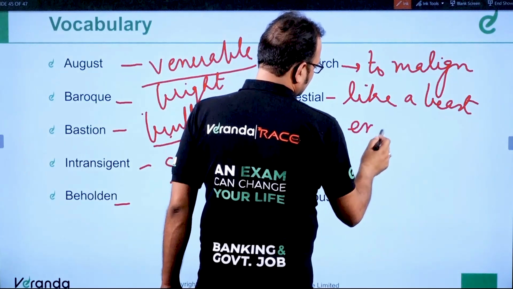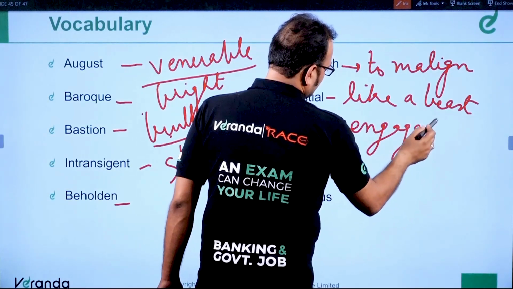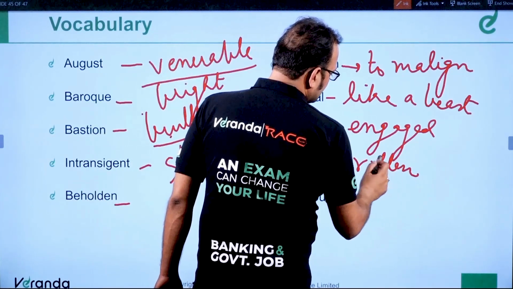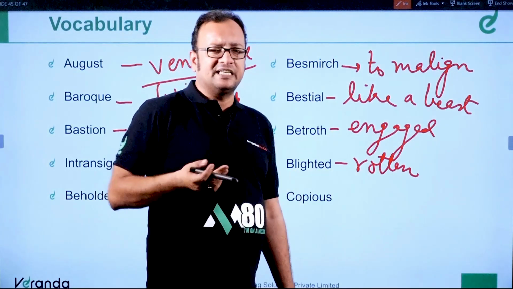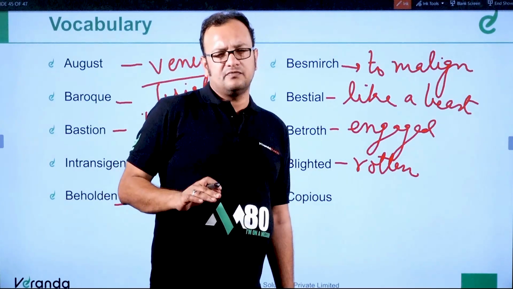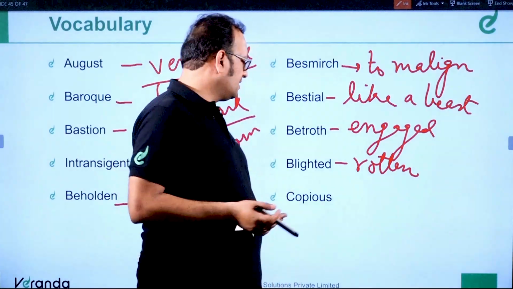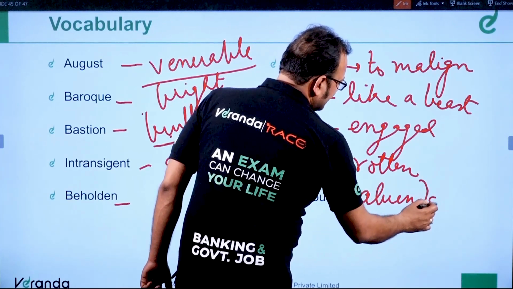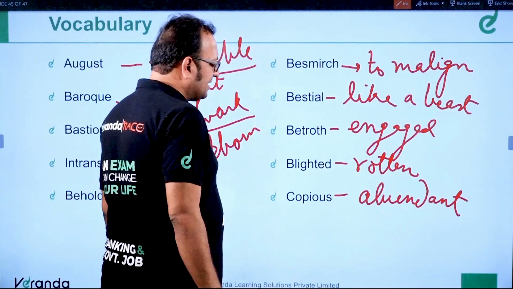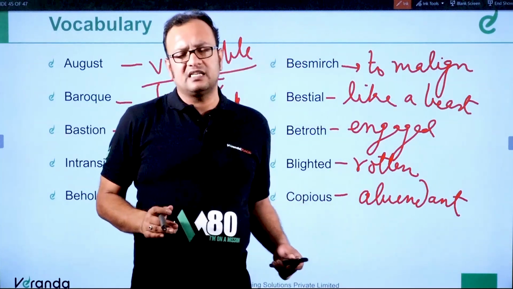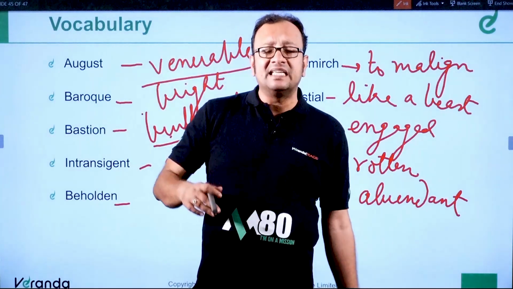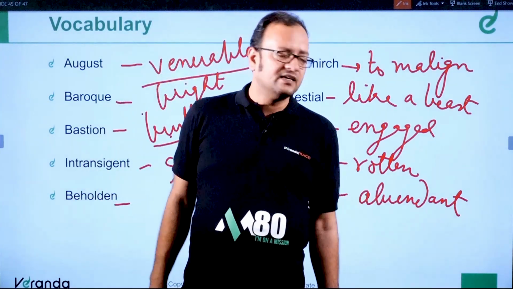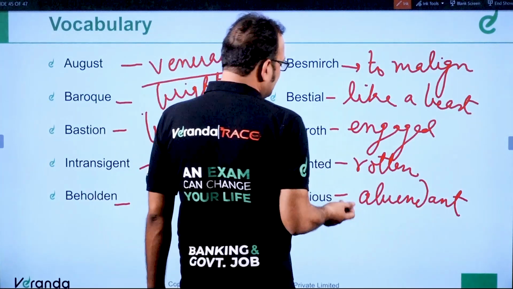Betrothed means engaged for marriage. Blighted means rotten or not proper. For example, blighted potatoes are rotten, or very old and not proper. And last is copious. Copious means abundant in amount or quantity. Copious is generally for quantity. Otherwise, if we talk about number, we have umpteen and myriad, M-Y-R-I-A-D. So copious means abundant. Blighted means rotten.